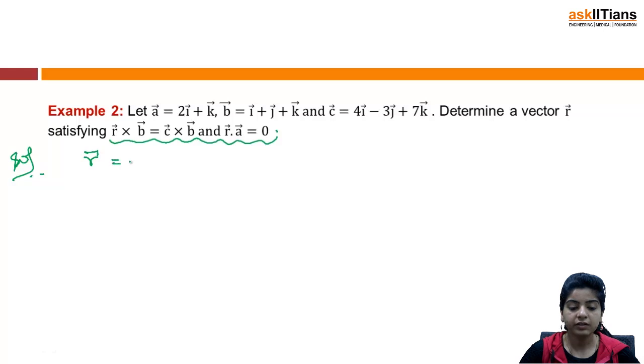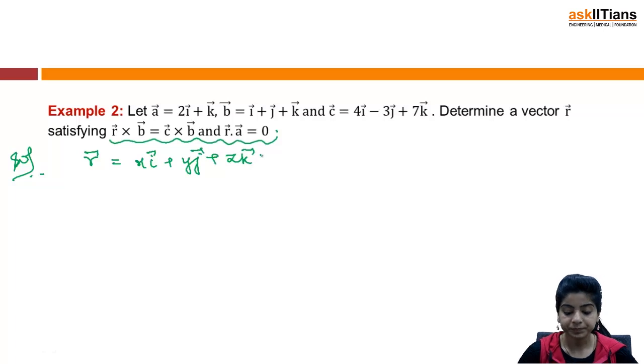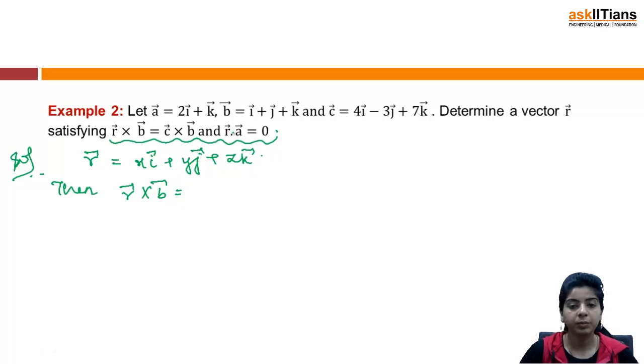So first of all, let us assume the vector r to be xi plus yj plus zk, right? Then it's given that r cross b is c cross b. Let us first find out individually r cross b and c cross b, then we'll equate those two, and then we'll utilize this condition, and once we obtain all these equations we'll be able to find out the value of r. So now r cross b would be equal to x.